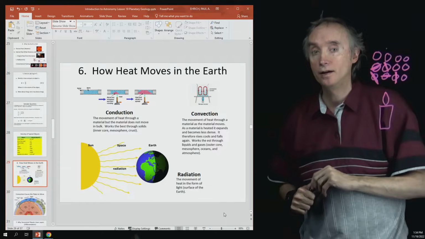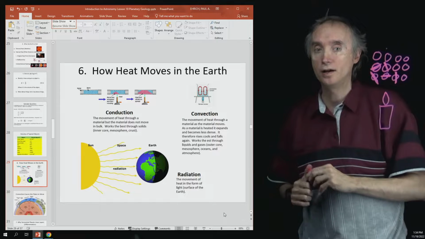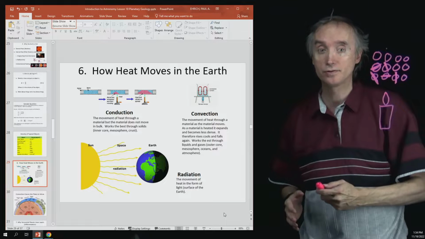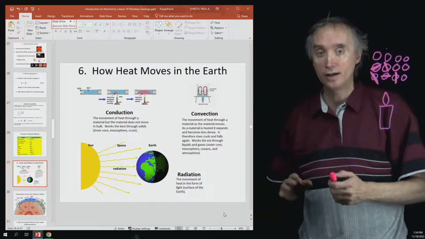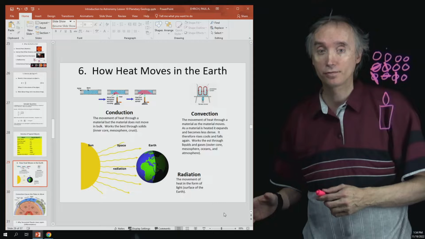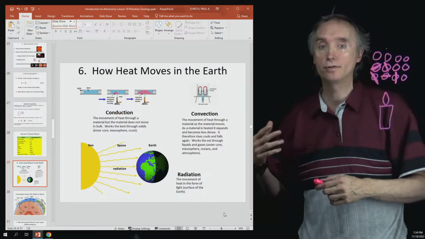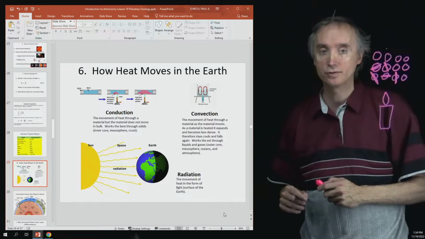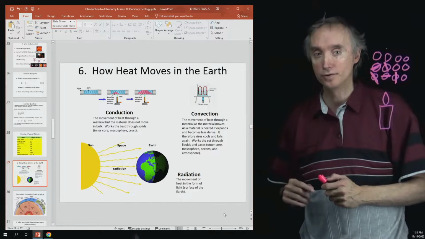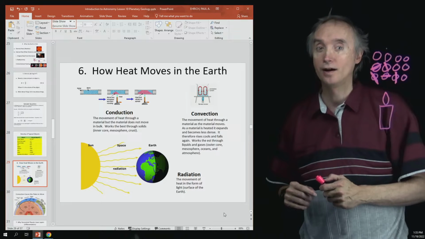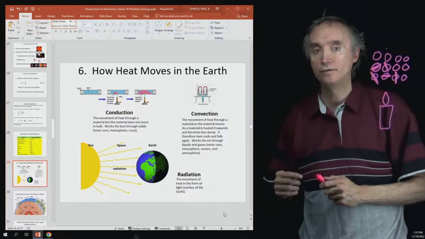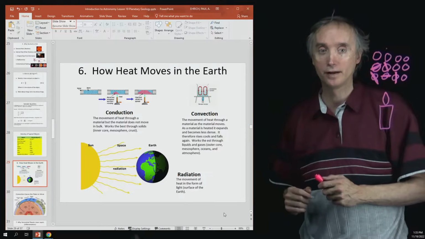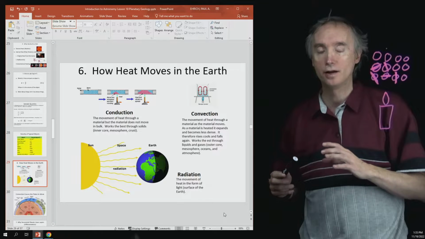Now let's talk about convection. So convection works the best in liquids and gases, fluids. Now you can have conduction through liquids and you can have it through gases, but it doesn't work the best. Convection works the best in fluids, in gases and liquids. We'll find out that you can even have convection in a solid. We'll find out about that later. But let's just talk about a liquid.